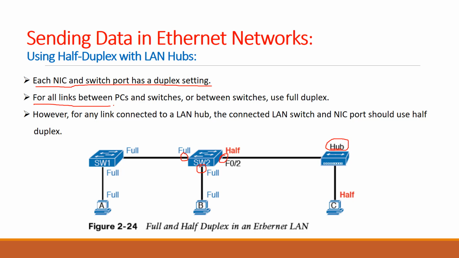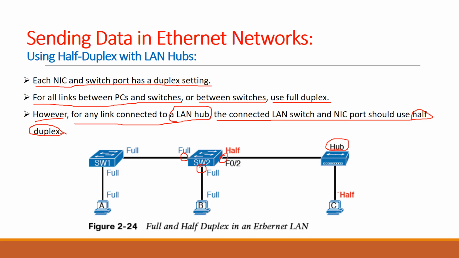So for all links between PCs and switches or between switches, use full duplex. However, for any link connected to a LAN hub, the connected LAN switch and the network interface card port should use half duplex. As you can see here, the PC uses half duplex and the switch uses half duplex because they are connected to a hub. And with this, we come to an end of this video.